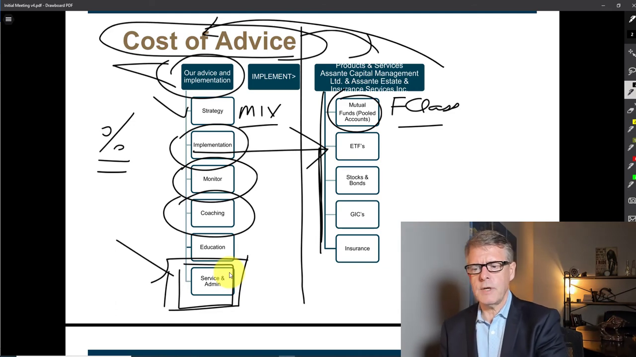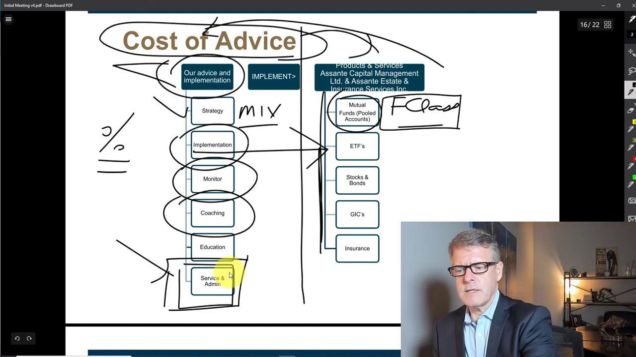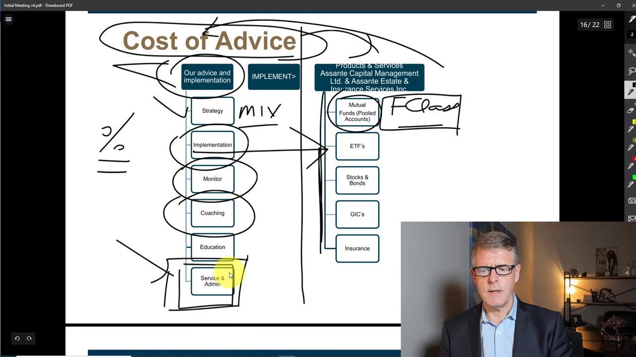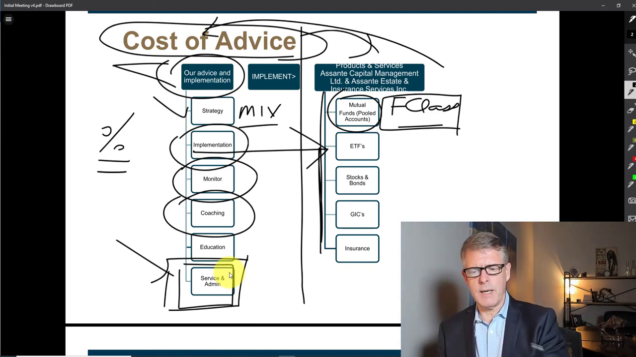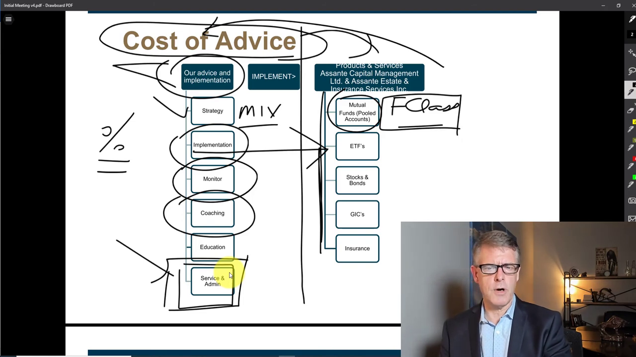This is where often the F-class investment units will be utilized. Because over here, we've stripped out all advisor compensation. The client's not paying double. They're not paying a fee here for our advice and then paying an advice fee on the investments over here.